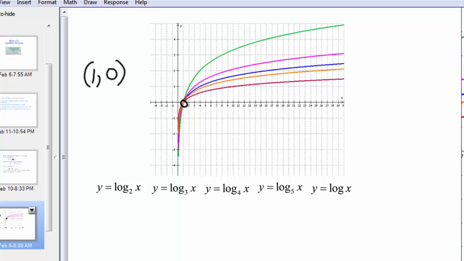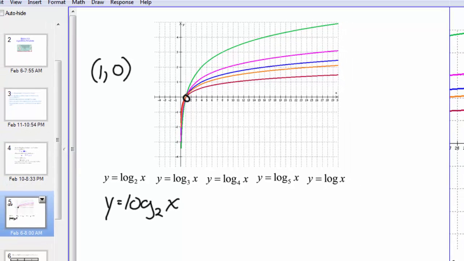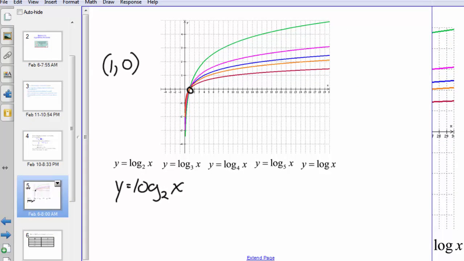You'll notice that if I look at each of these possible graphs, for instance, y equals log base 2 of x, I can rewrite this as an exponential function. So 2 to the y equals x. And if I want to know what happens when y equals 1, 2 to the first is going to be 2. So when x is 2, we are going through y equals 1, if my graph is y equals log base 2 of x.